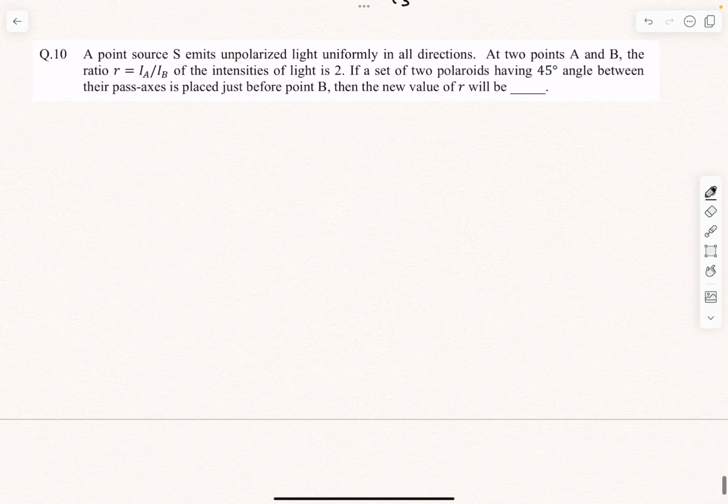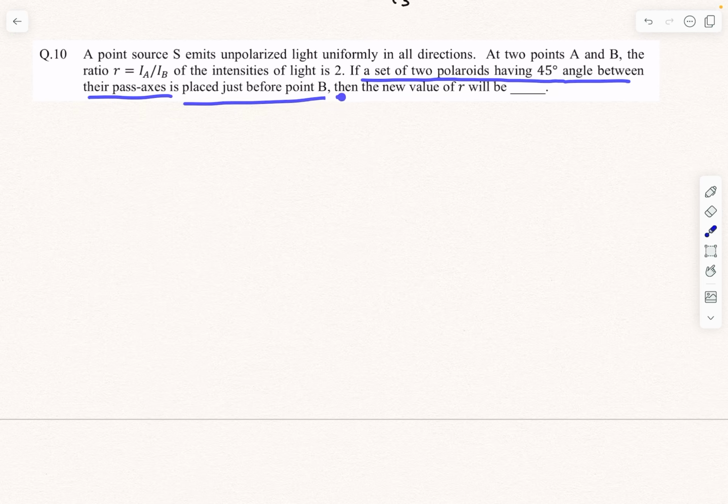Alright, this question is based on polarization. We have a point source S that emits unpolarized light uniformly in all directions. At two points A and B, the ratio IA divided by IB, which is basically the ratio of the intensities of light, is 2. Now if a set of Polaroids having a 45-degree angle between their pass axes is placed just before the point B, then the new value of R will be.